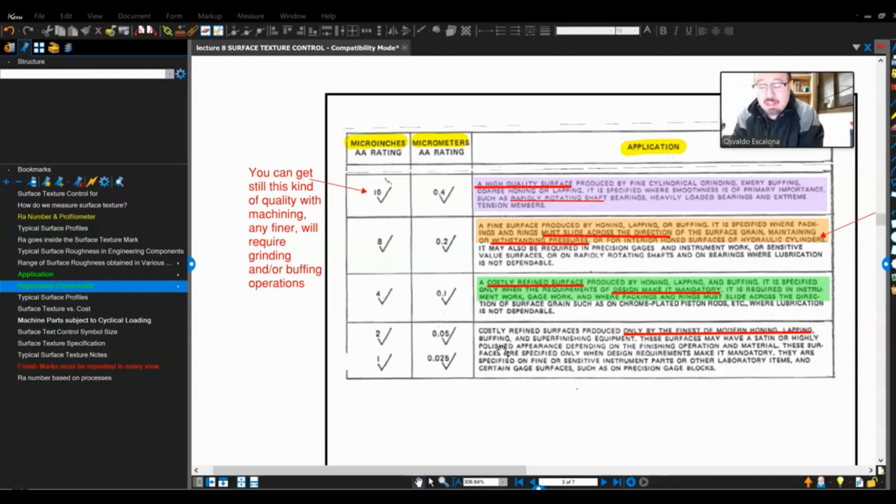So the bigger the number, the rougher the material is. Anything that goes between 16 and below, I will have to have high quality grinding. And it gets to a point at which I cannot achieve it with grinding, especially 8 and below. I can only achieve it by buffing, lapping, and honing, which are all buffing operations.